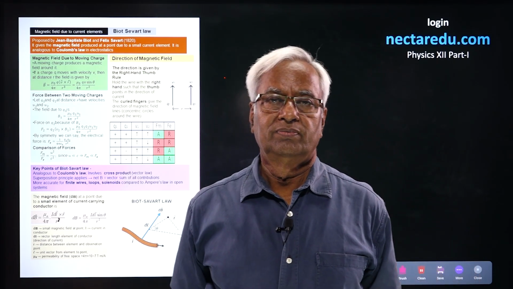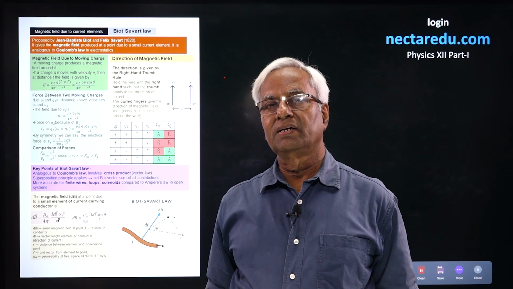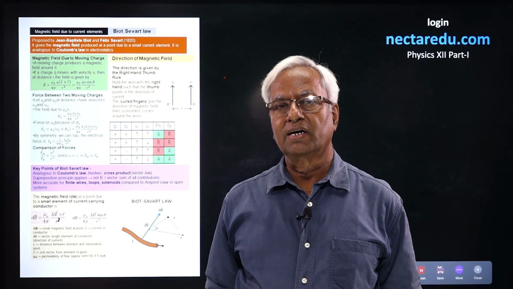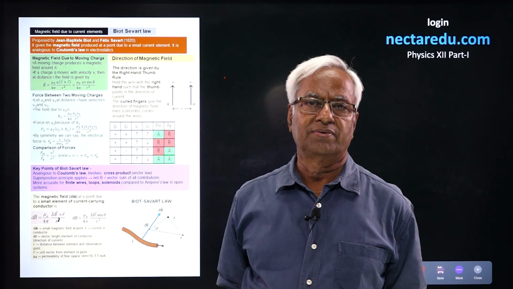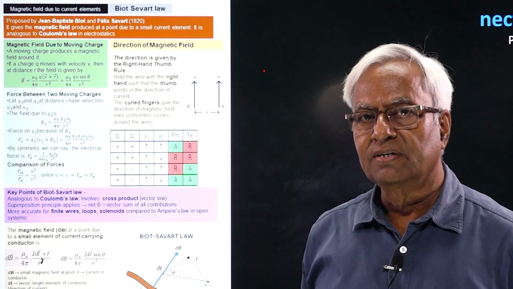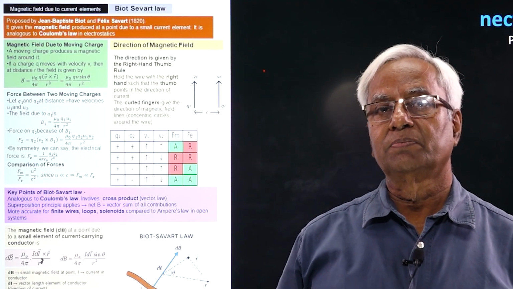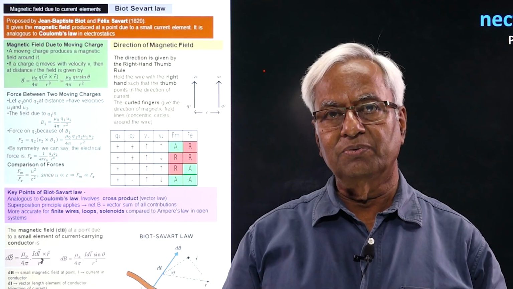Biot-Savart Law. Biot-Savart Law tells us about the magnetic field produced around a current carrying small element. But before we go into detail of this particular section, we will study first of all how moving charges produce magnetic field around them.